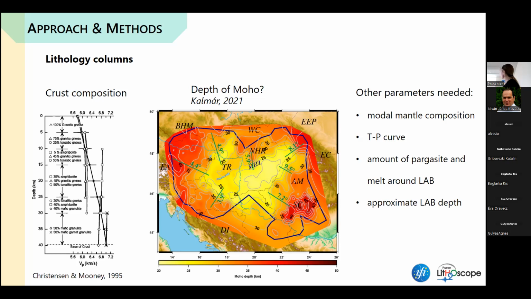And we need some other parameters to be able to build these columns, such as the TP curve and the model composition of the mantle. If we take into account the pyrolite concept, then we have to examine the role of the pyrolite, the amount of pyrolite, and the amount of melt at the LAB. And of course, we need to have already a preconception of the depth of the lithosphere-asthenosphere boundary. I will later on go into more detail regarding these parameters in the parameter test section.